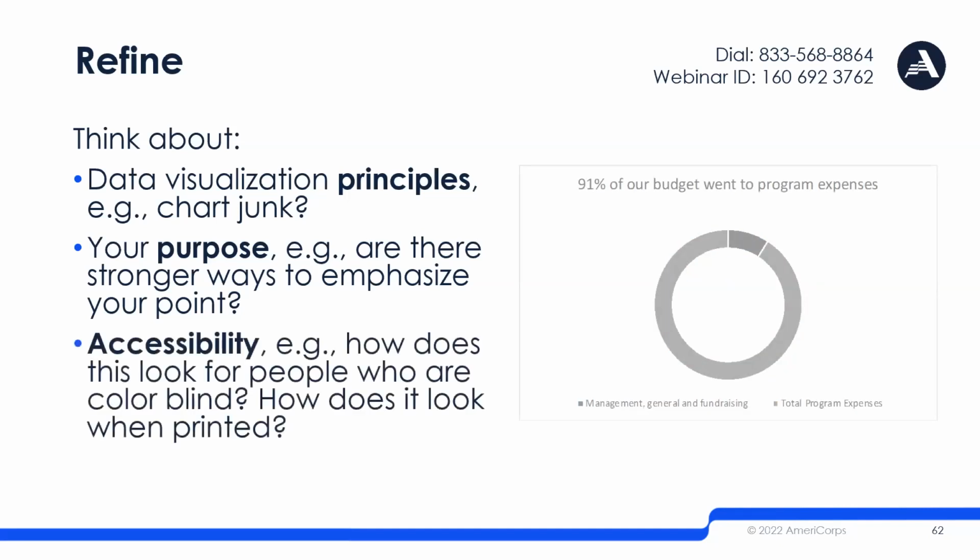And then of course you want to look at accessibility. Is this readable for people who are colorblind? If you're putting this out in grayscale, is everything the same level of saturation? So it would be difficult to actually see the difference between the categories.